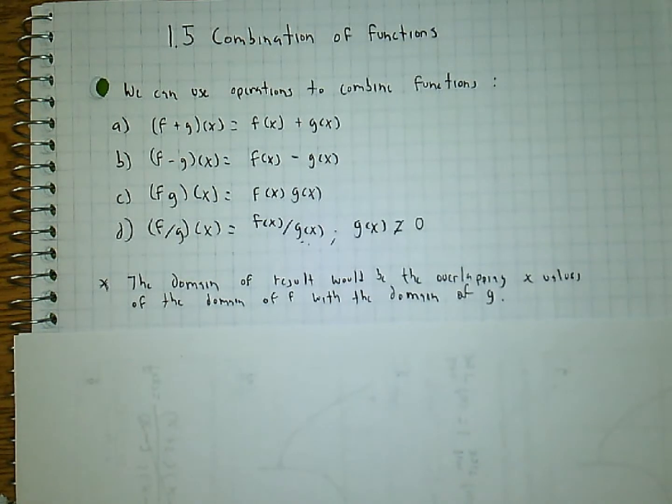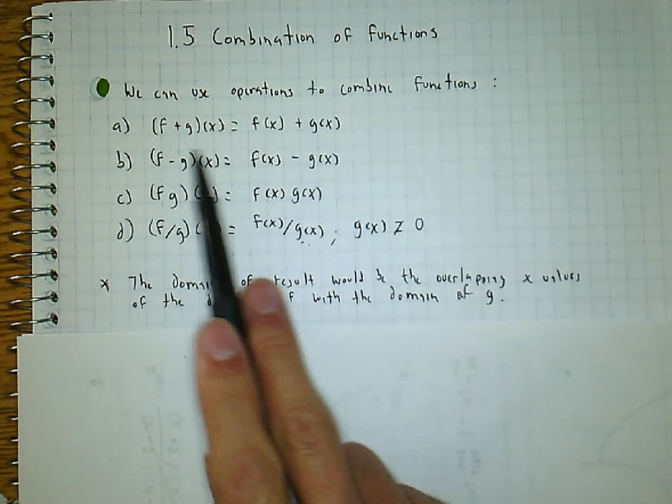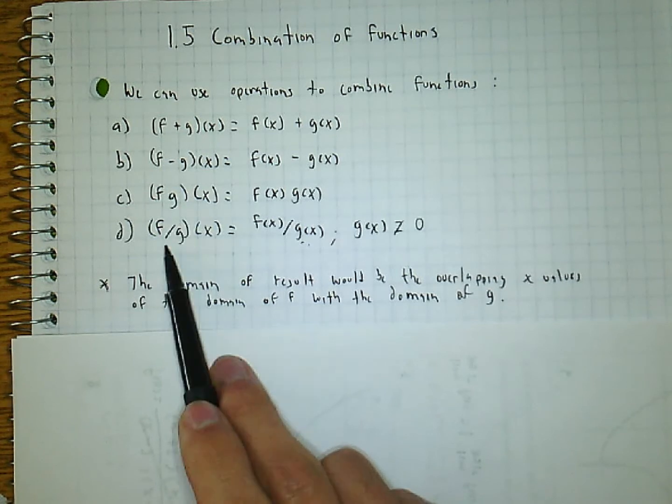And the word combination is literally what it sounds. So you're going to combine functions, okay? So think about it. In the past, if I gave you numbers and I asked you to combine them, the way that you can combine numbers is by using operations such as addition, subtraction, multiplication, and division. So if you can do it with numbers, you should be able to do it with functions, and that's exactly what happens, okay? So we can use the operations to combine functions, so you can have addition, subtraction, multiplication, division, okay?